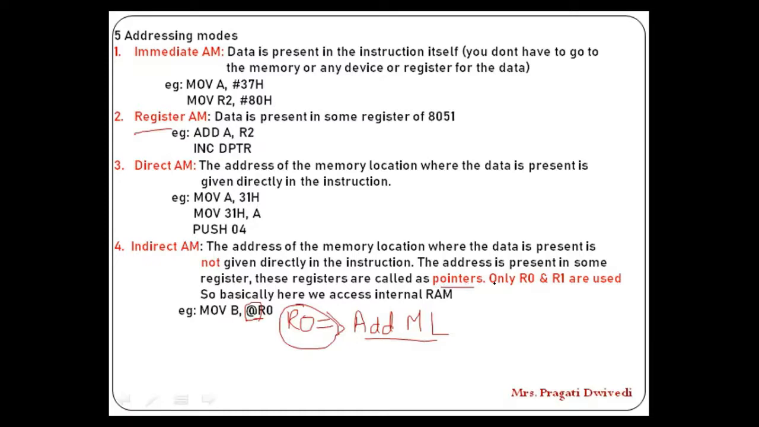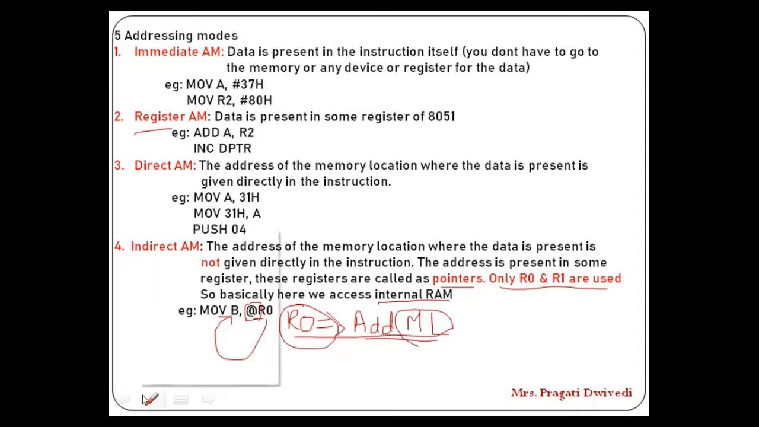So a very important MCQ question that can be asked is: only R0 and R1 can be used as pointers. No other register can be used. You cannot have move B comma at the rate R2. That is an invalid instruction. You can only have at the rate R0 or at the rate R1. So again, I repeat, with R0, you don't have to take the content of R0 and move it in B. In fact, whatever is the content of R0 has the address of the data, and that data is present in some memory location. I hope this is clear.